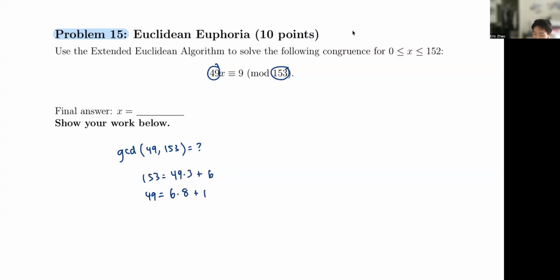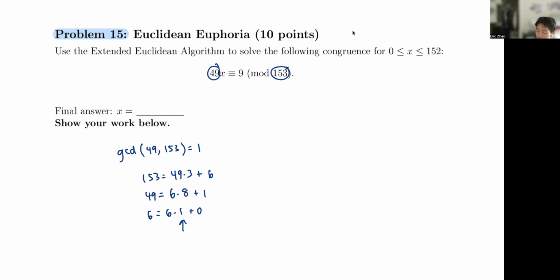And now we take 6, and that is just 6 times 1 plus 0. So we've gone to the end where this factor over here is our GCD. So our GCD is 1. We know that we have a unique solution. So now we want to build our formula back up and find the actual modular inverse of 49 and 153.